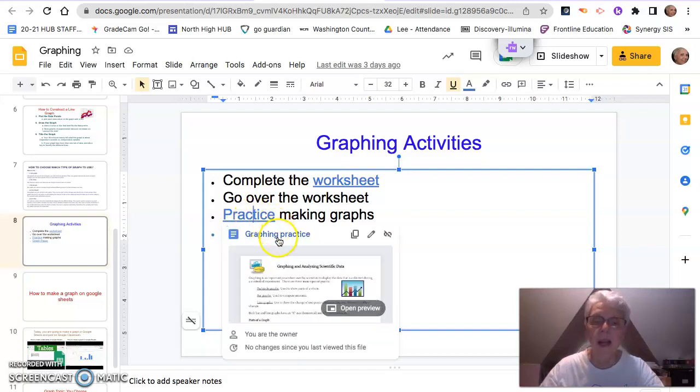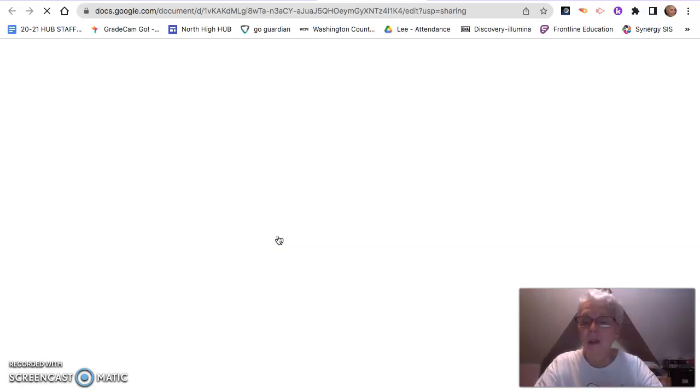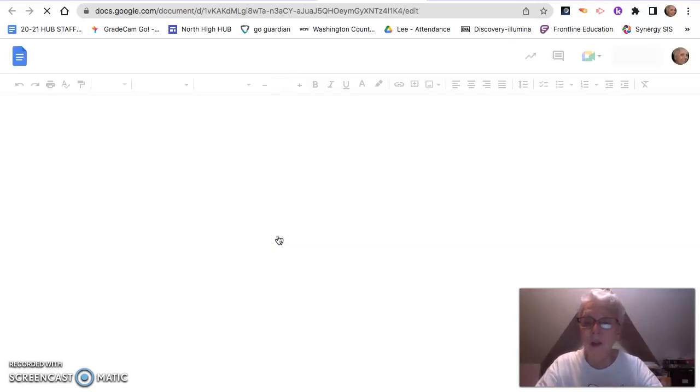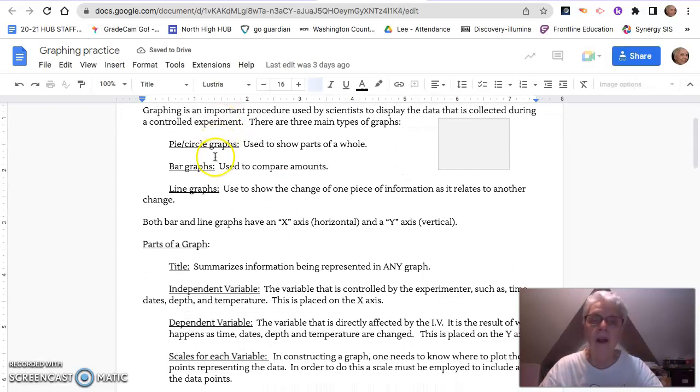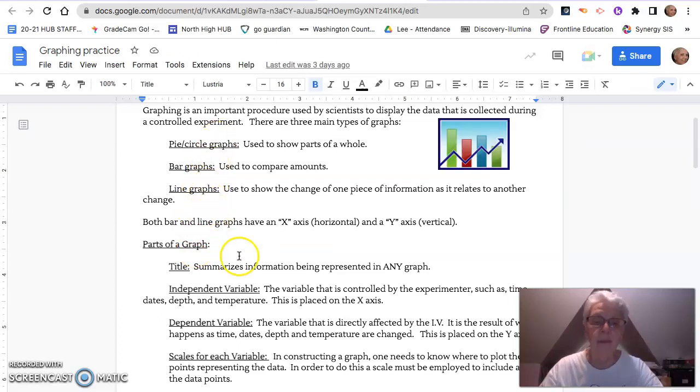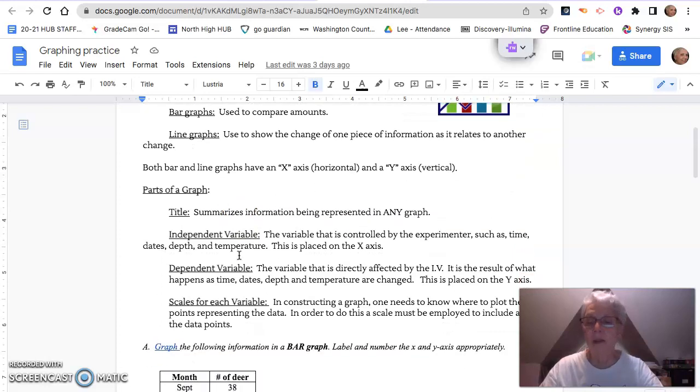Then I'm going to have you practice making some graphs. So I have got several graphs here for you to actually practice. Remember, you're going to decide if it's a pie, a bar, or a line graph. You're going to give me a title. You're going to tell me what the independent variable is under the x-axis. The dependent variable is going to be on the y-axis, and that's going to be the title of the y-axis, and then you'll come up with a scale. Again, the independent variable is on the x-axis.